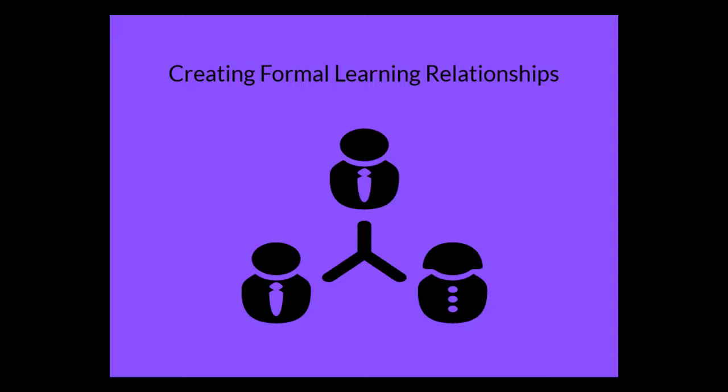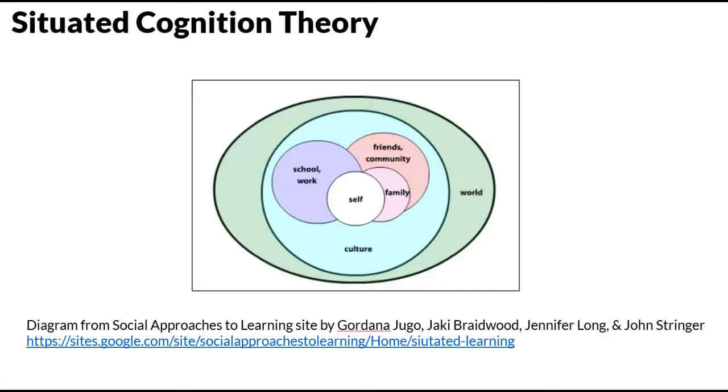Creating formal learning relationships. Cognitive apprenticeships are based on situated cognition learning theory, which Marcy P. Driscoll explains as knowledge is conceived as lived practices and learning is participation in communities of practice. Cognitive apprenticeships are when learners participate in a community of learning and complete real-world tasks under the guidance and modeling of a leader.